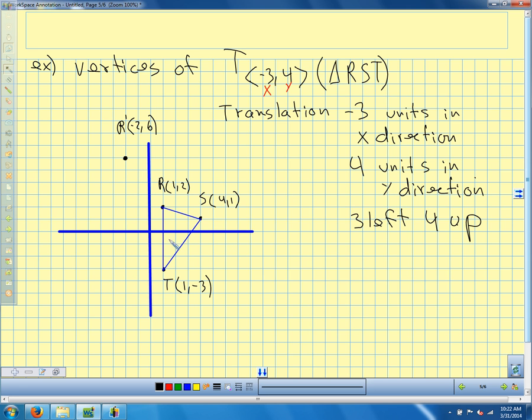Do the same thing with S. Going to go left 3, 1, 2, 3, and up 1, 2, 3, 4. So there would be S prime. And S prime puts me at, I'm over 1 and up 1, 2, 3, 4, 5. 1, 5. Same thing with T, left 3, 1, 2, 3, up 1, 2, 3, 4. And there's T prime, and that is point -2, 1. And there's my new triangle.